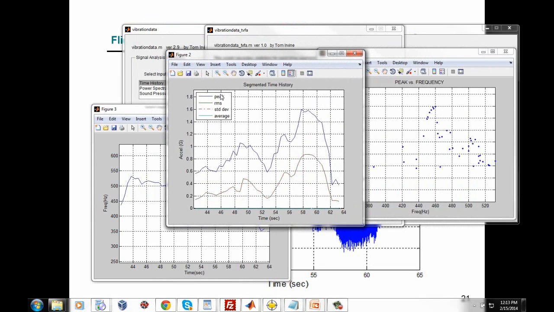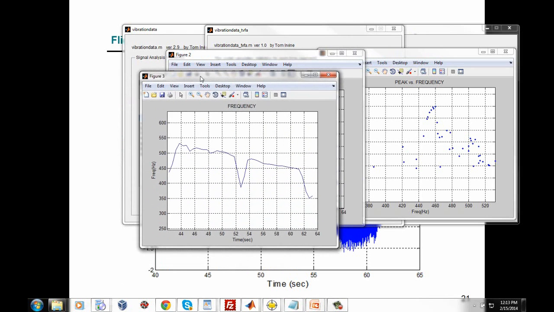This plot shows several amplitude metrics for each half-second interval. We have acceleration in g versus time in seconds. The peak acceleration for each interval is shown here. It gets up to about 1.6 g peak. Now the average or mean value is very nearly 0 for the whole motor burn. So the standard deviation and RMS curves are very nearly identical, as shown here. Okay, move on to chart number 3.